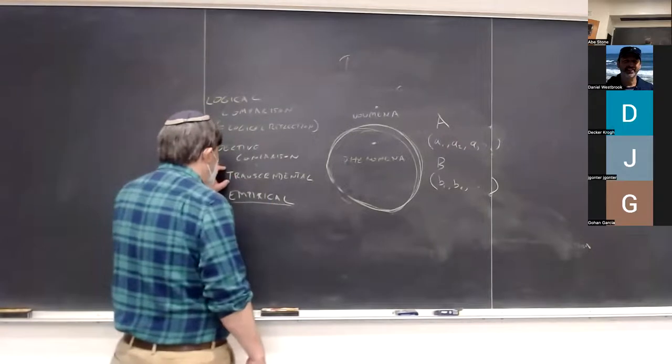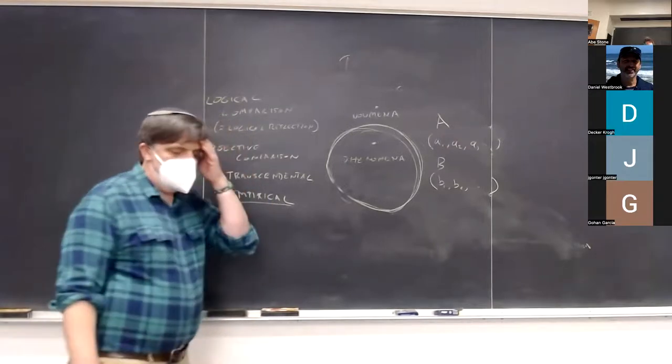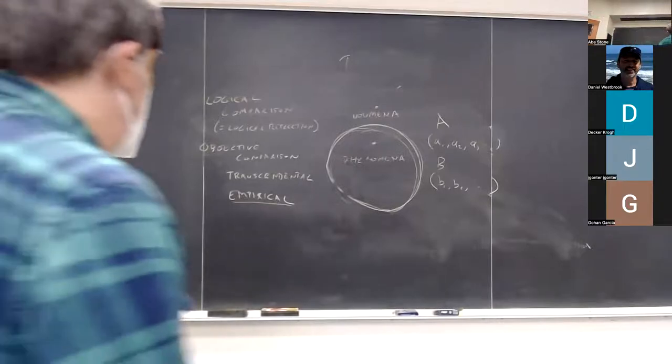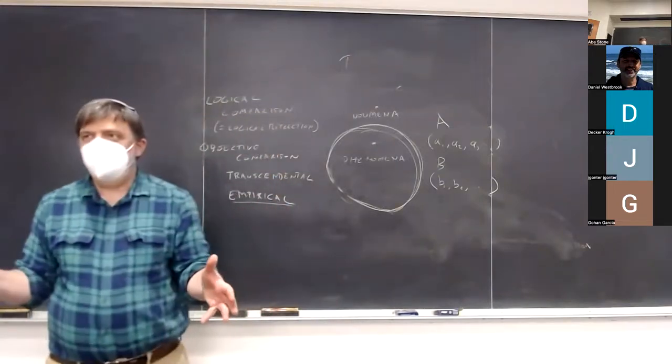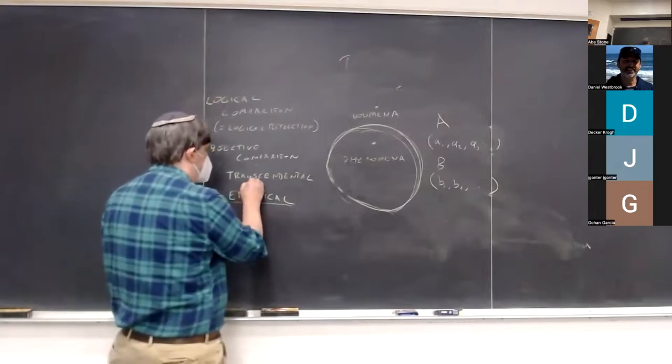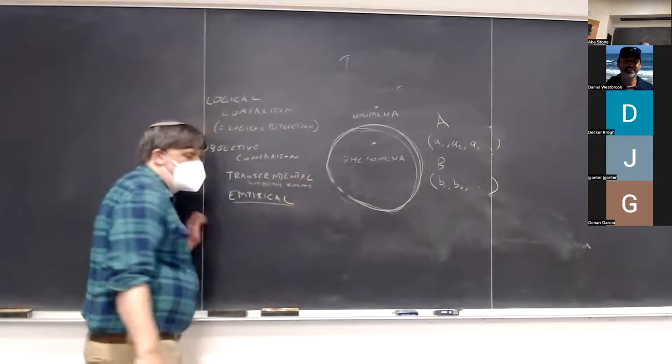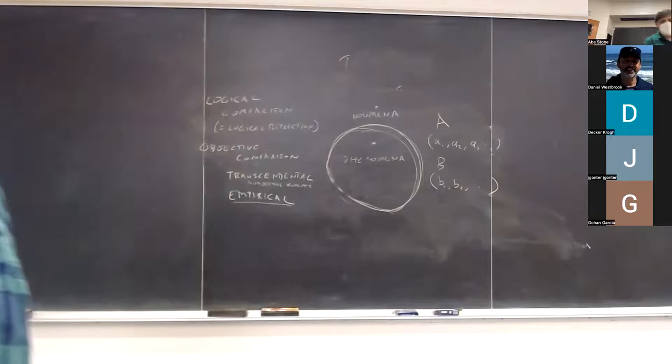Whereas transcendental comparison would be comparing the concepts with respect to the way they have objects, right? Like comparing them with respect to their objective reality. Well, again, if you haven't had a rationalist, this won't help you very much.